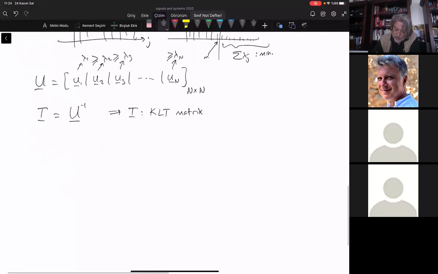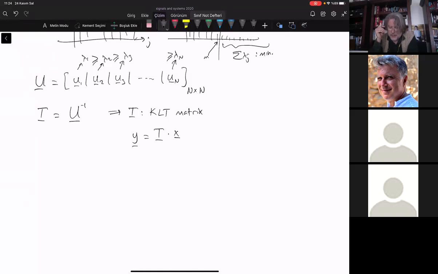So if you have X as the input vector, how do you find the KLT of X? You say that Y is equal to capital T times X, and therefore Y is the Karhunen-Loeve transform of X. And we know how to construct T. We construct it from U, and we know how to construct U. U are the eigenvectors of the autocorrelation of X.